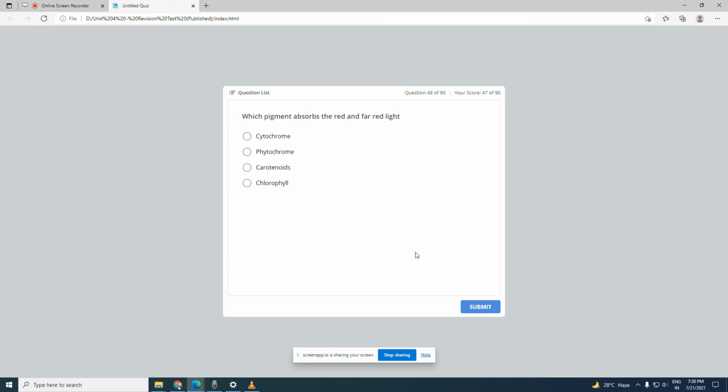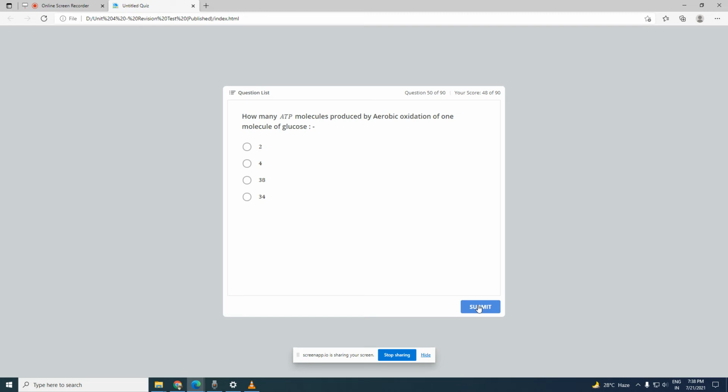49th question. Which pigment absorbs the red and infrared light? Cytochrome, phytochrome, carotenoids, chlorophyll. Option B is phytochrome, the right answer.